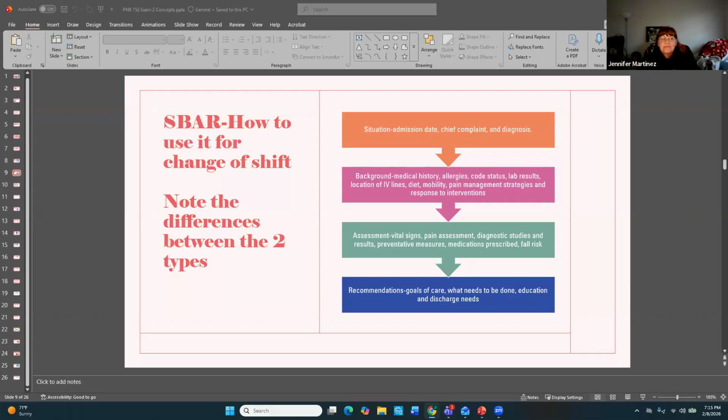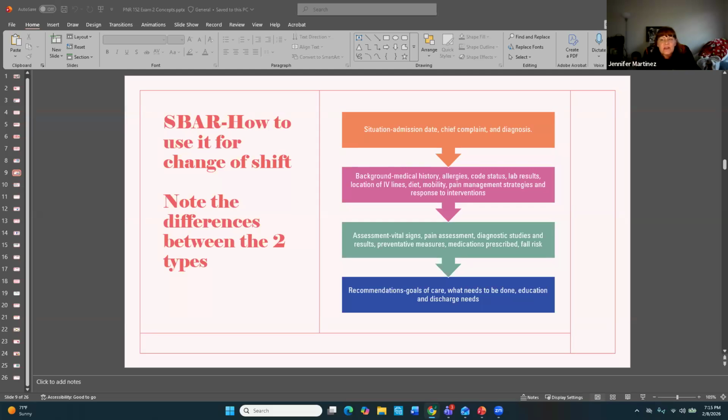And then the background information here would be their history, their allergies, their code status, their labs, location of their IV lines, their diet, how they move around, pain management, response to interventions, if they're on isolation, things like that that are pertinent to that patient.